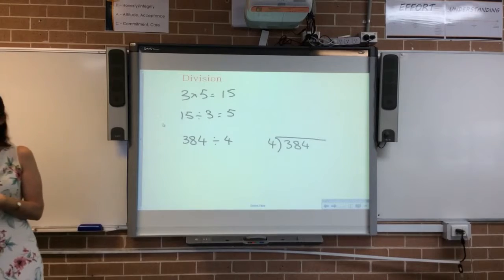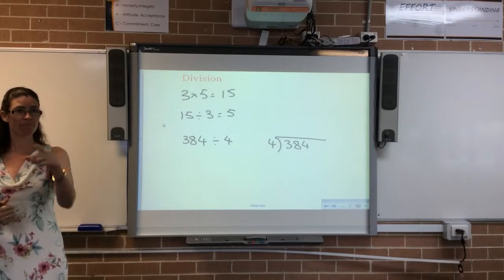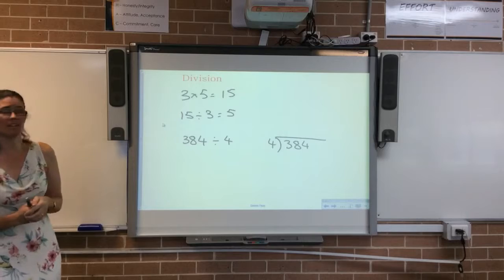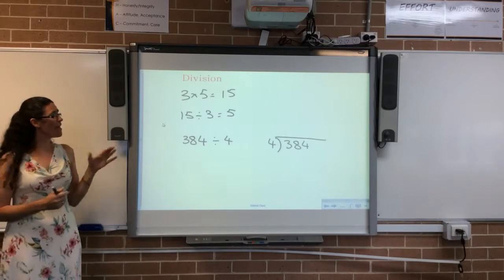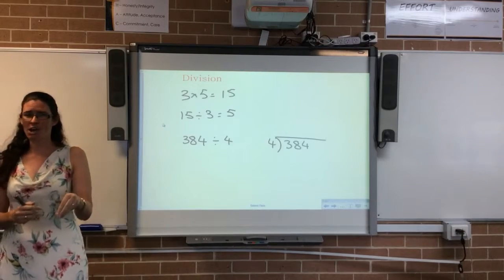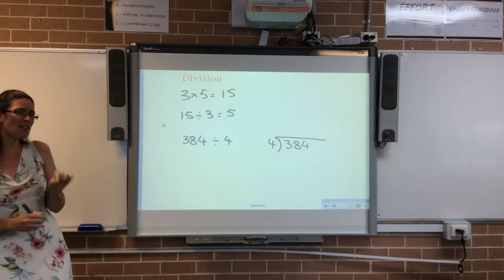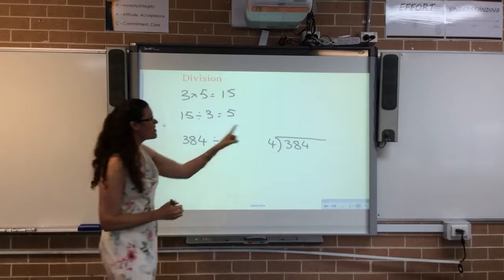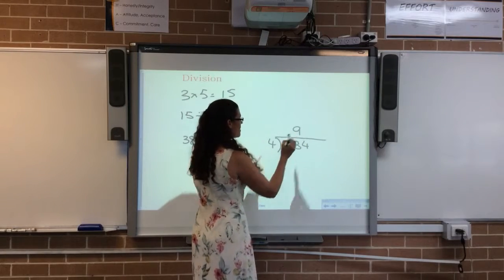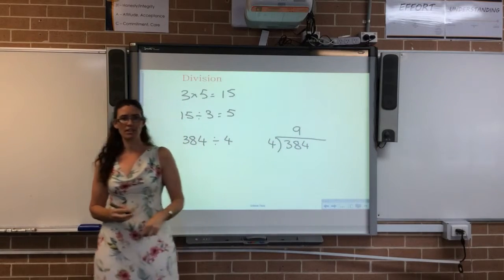What times 4 gave me 36? 9. 4 9s gave me 36. So I know that 4 will fit in there 9 times. There's a little bit left, but it fits in 9 times. However many times it fitted in, that goes at the top. That tells me that 4 went into 38 9 times.